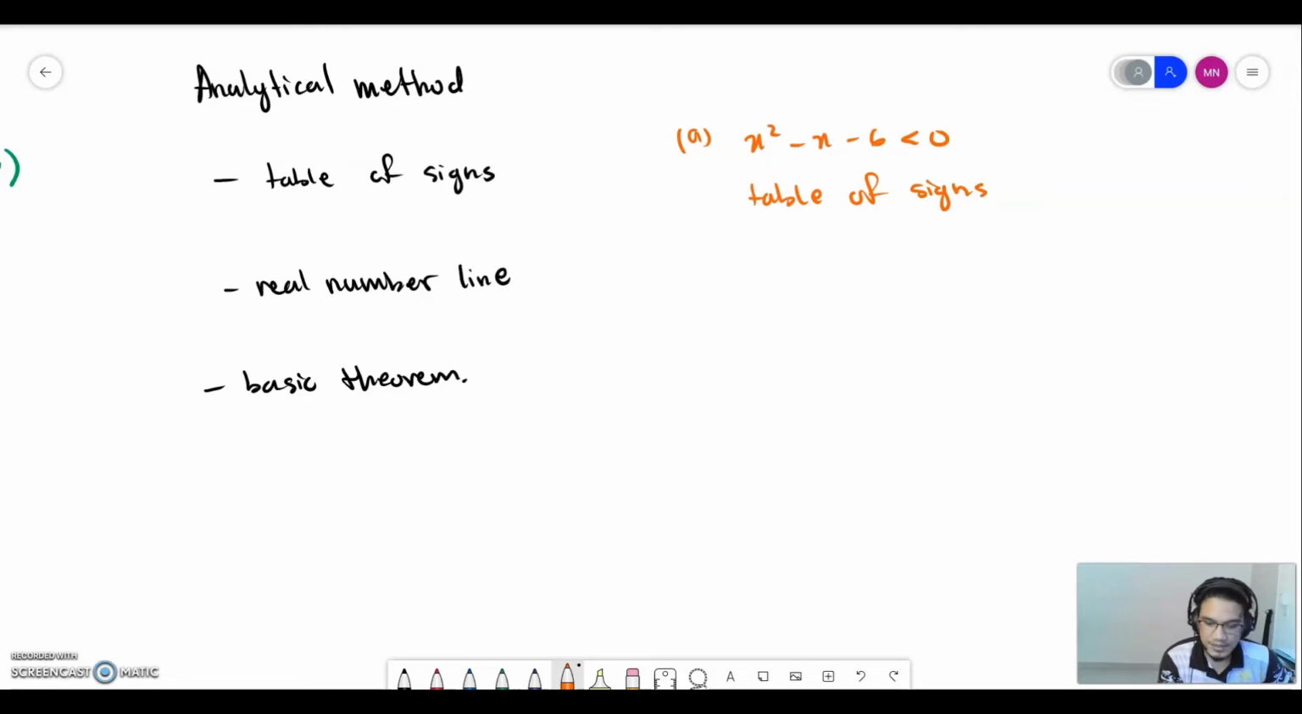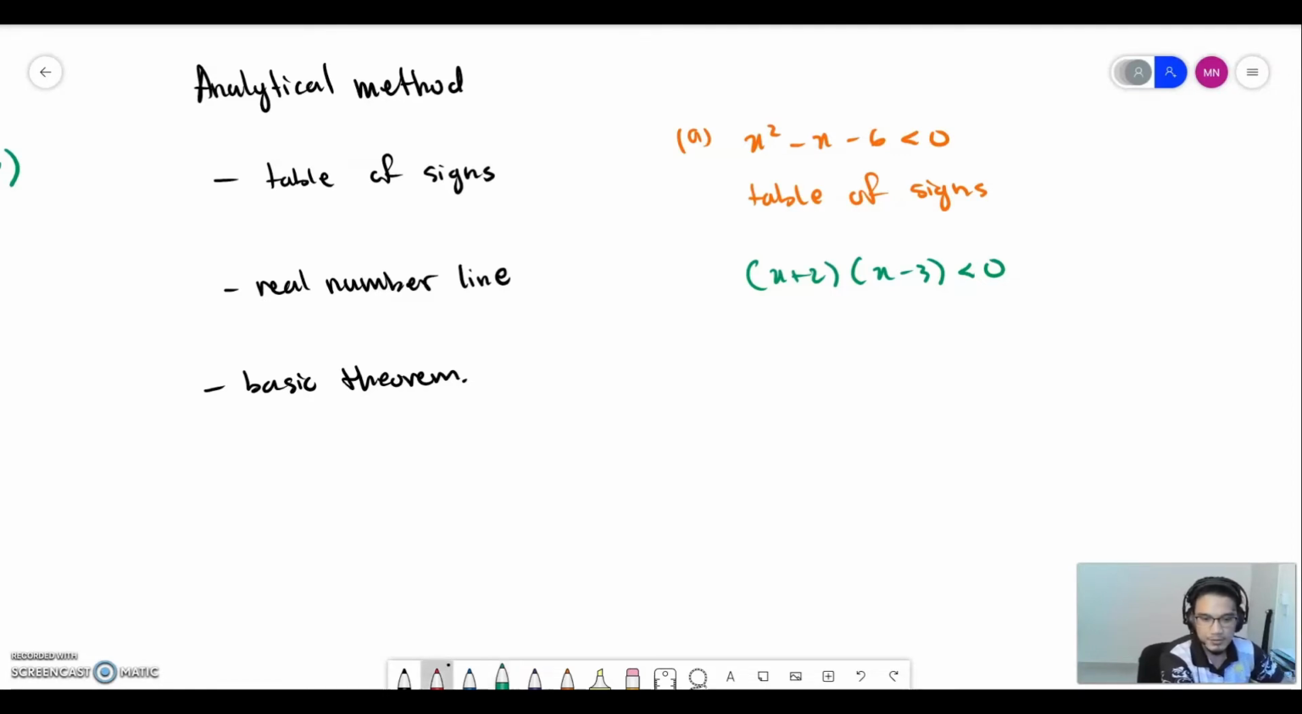Okay, the table of sign. First we factorize the quadratic inequalities. Then we have (x + 2)(x - 3) < 0. Okay, so we stop there. Stop right there. So that is the factorization I've done.